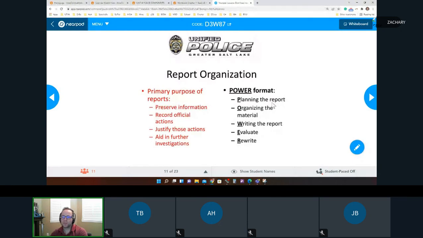Report organization. The primary purpose of the report is to preserve information, record official actions, justify those actions, and aid in further investigations. Okay, they're written in the POWER format, it's called, which is planning the report, organizing the material, writing the report, evaluate, and rewrite. So just probably like they talk about in your English class.